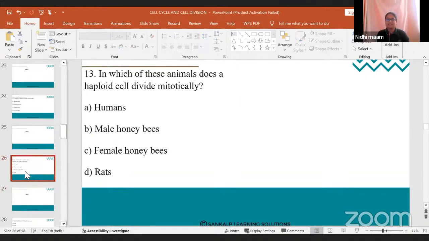Male honeybees, what happens? They will not fuse with the egg. The eggs which are not fertilized, those eggs will remain as male honeybees. They will remain sterile.